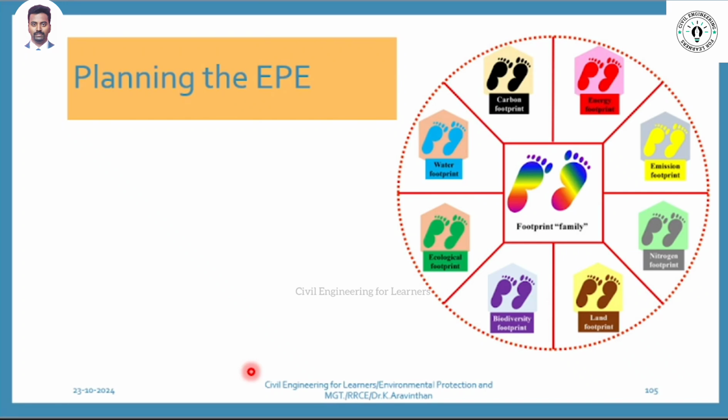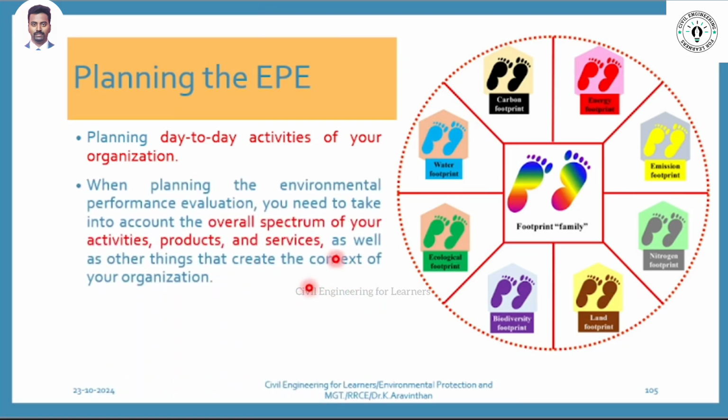Now, when we are looking into planning parameters, you have to check from scratch. When we are doing evaluation for any organization, imagine you are the environmental auditor. You go to an industry and you are evaluating. What are the parameters you have to plan? First is planning. In planning, you have to check all the day-to-day activities. How the industry plans a day's activity. From morning 9 a.m. the industry starts, up to 6 p.m. What they do, the day-to-day activities, has to be planned, and the overall spectrum of your activities, products and services.